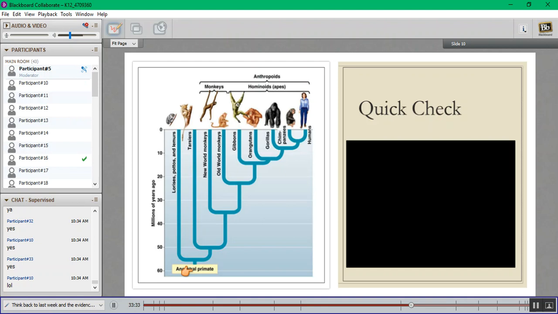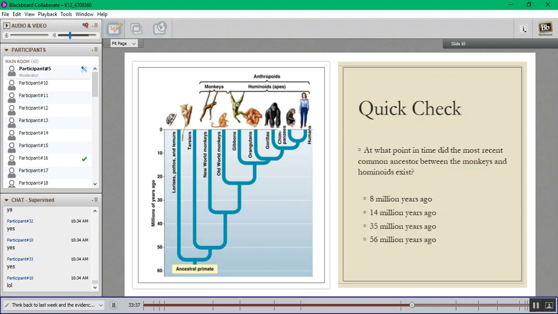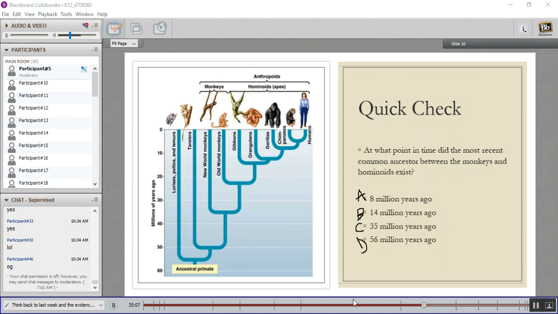Okay. Let's do a quick check and see how you read this. Let me change over your polling and turn off the chat. And let's go ahead and start thinking about this question. At what point in time did the most recent common ancestor between the monkeys and hominoids exist? Just think for a second. I'm going to change over your polling and give you a second to think, and justify your answer real quick. I'd love to see what you guys are thinking.